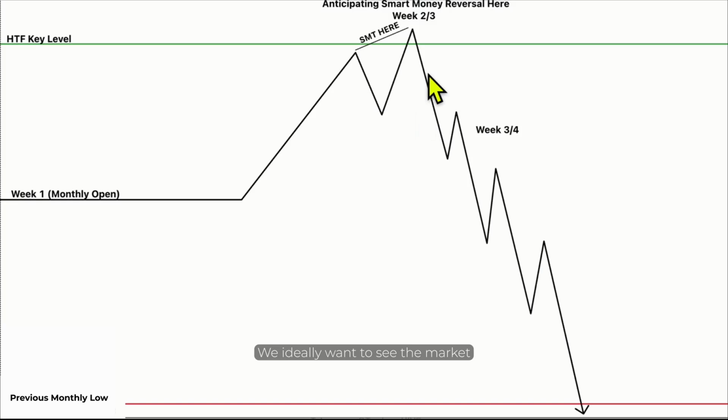We ideally want to see the market begin to expand towards the downside during the third and fourth week of this month. Notice that this only takes place when the underlying narrative is that we're anticipating lower prices for the month to come, and therefore we must first see the market go higher before it can go lower. Now, with that being said, let us take a look at the manipulation which took place.